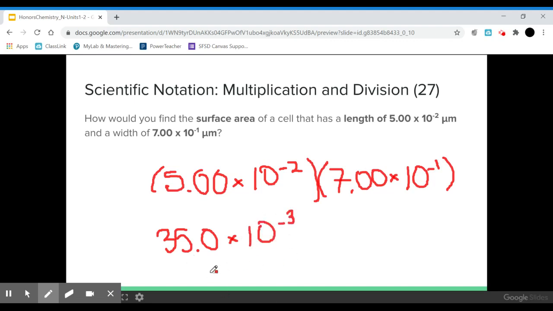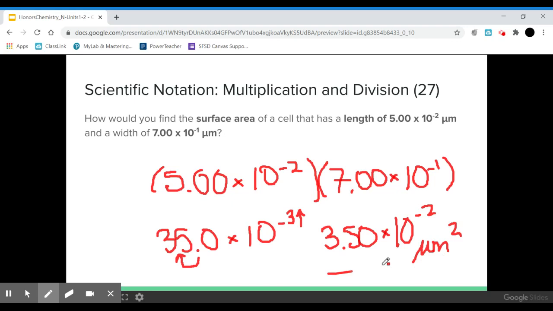But there's a problem. This number is not expressed as a proper number in scientific notation. So if we're taking a big number and we're making it smaller, by moving this decimal place over to the left, it makes our exponent increase by 1. Increasing by 1 on the number line would mean from negative 3 up to negative 2. So my final answer would be 3.50 times 10 to the negative second. And that's my final answer, but I can't forget that I have micrometers squared as my final unit.